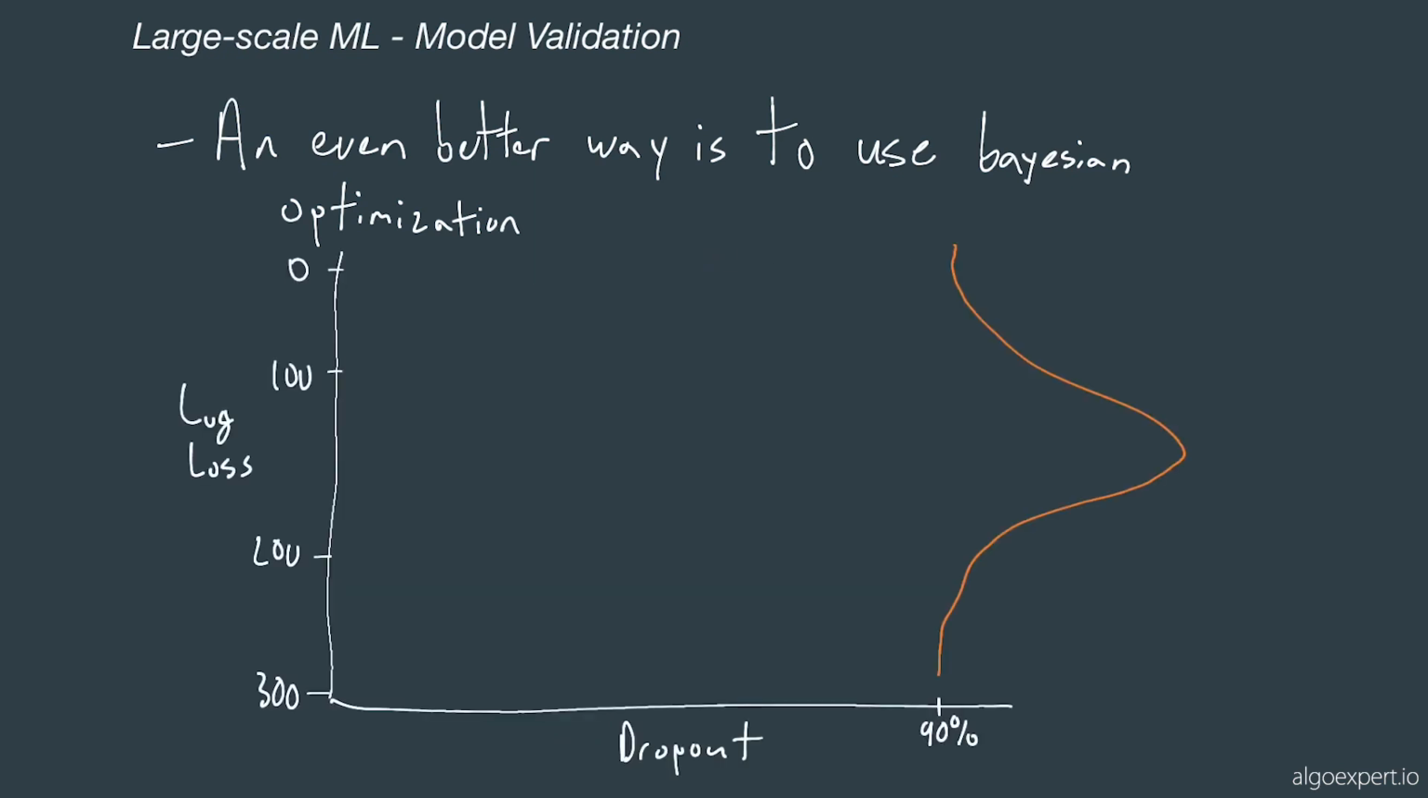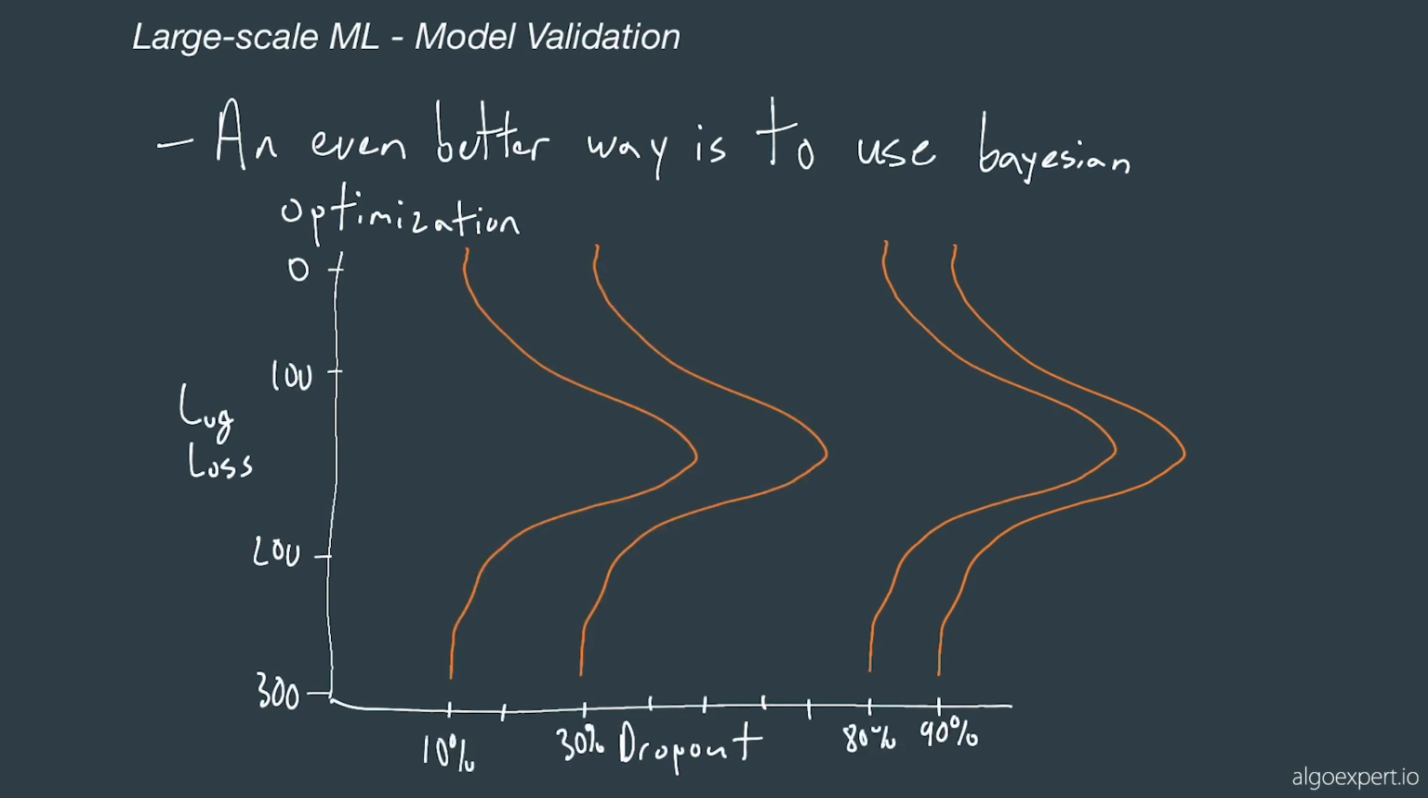So here we can actually plot the probability distribution with a 90% dropout rate in terms of its log loss. Again, this is the same thing that we saw before. We've just rotated it by 90 degrees, and we've replaced this axis with the percent of dropout. Let's go ahead and fill in the other percent dropouts that we've had.